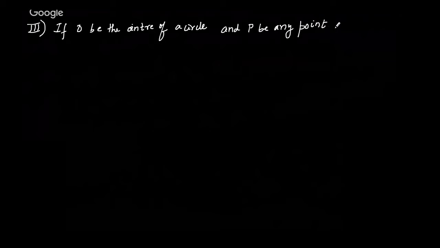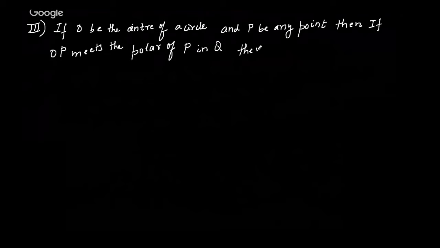Again, if O be the center of a circle, and P be any point, then if OP meets the polar of P in Q, then OP dot OQ, or OP into OQ, will be square of the radius. Will be square of the radius.